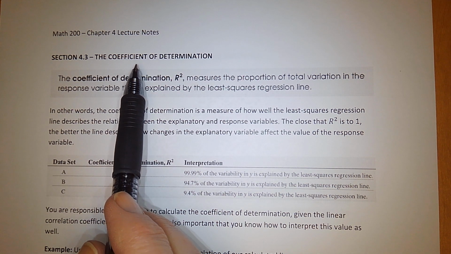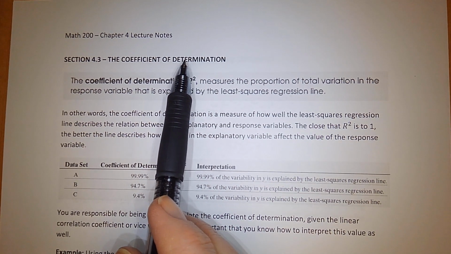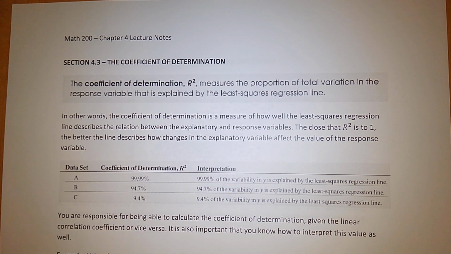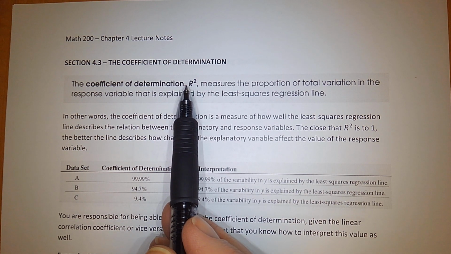In this section, we're going to be talking about the coefficient of determination. If you haven't already watched the first video from Chapter 4, which discussed the linear correlation coefficient, relationships between variables, and how to create the least squares regression line, you definitely want to do that first. The coefficient of determination is the extension of those sections.